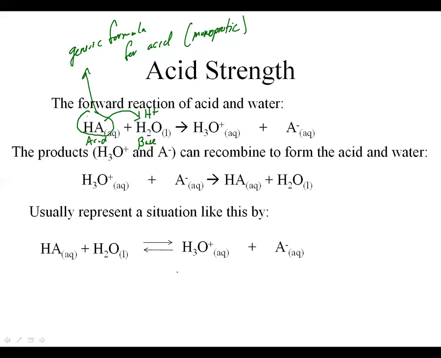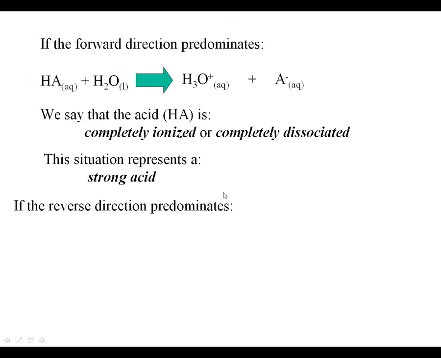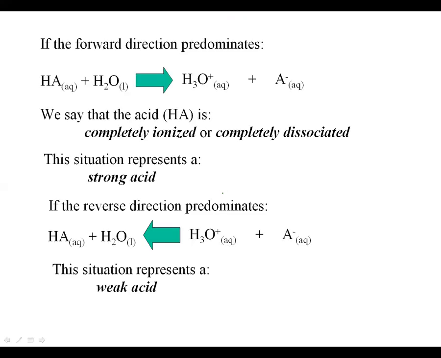Weak acids are really weak electrolytes, which means they mainly stay together, but are able to produce a little bit of these ions. And again, because they're still able to produce a little bit of H3O plus, they're still considered an acid. But obviously not a strong acid because it will mainly stay together. So that is where we get our differences in terms of strong acid and weak acid.